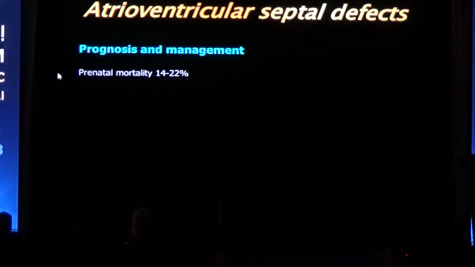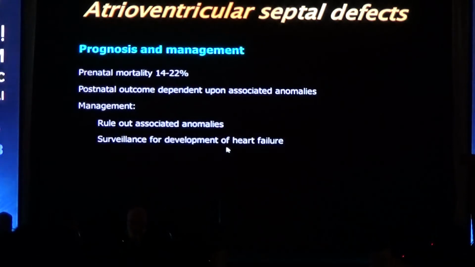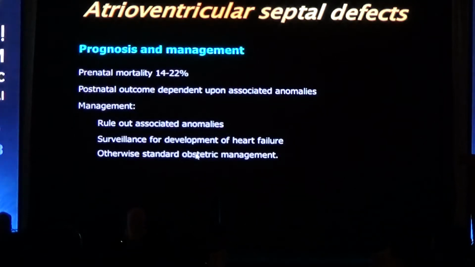Prognosis and management, very poor prognosis. The prenatal mortality is 14 to 22%, and the postnatal outcome depends on whether there is some associated anomaly or not. So what you want to do is make sure that it is an isolated finding with nothing else affecting the fetus. Check for development of heart failure, because a baby that has an atrioventricular septal defect and heart failure almost always dies. And otherwise you do the standard obstetrical management.